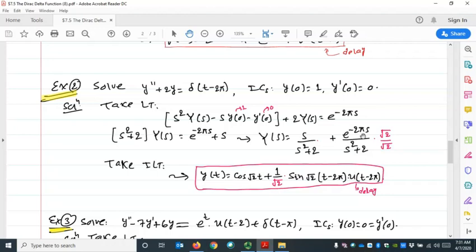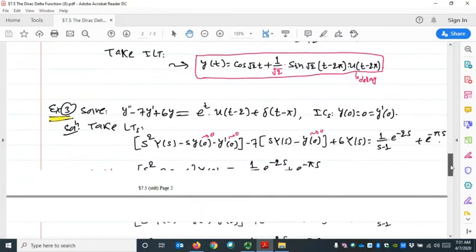Now here, don't worry about the e to the power negative 2 pi s at first. Take the inverse Laplace transform of radical 2 over s square plus 2, which is sine radical 2 t, and then delay by 2 pi. So sine radical 2 times t minus 2 pi, that's the angle for the sine, times little u of t minus 2 pi. Great. I hope you understand these little computations here. Let's move on.